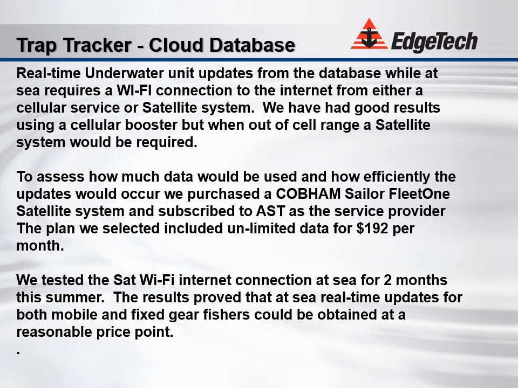To assess how much data would be used and how efficiently the updates would occur, we purchased a Cobham Sailor Fleet 1 satellite system and subscribed to AST as a service provider. The plan we selected included unlimited data for $192 per month. We tested the SAT Wi-Fi internet connection at sea for 2 months this summer. The results proved that an at-sea real-time update for both mobile and fixed gear fishers could be obtained at a reasonable price point.